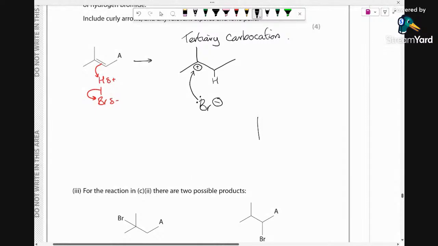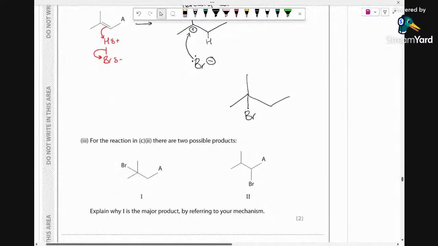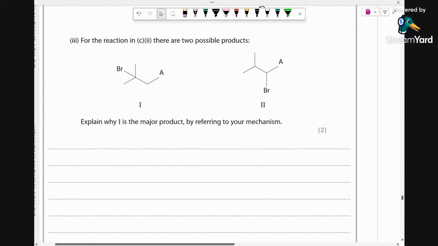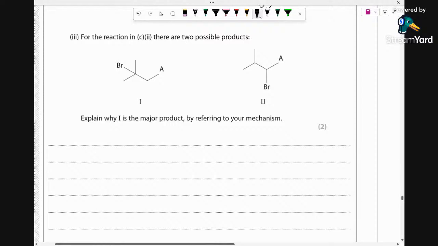Product. It doesn't matter that I've shown it going down. They drew it doing this. That's totally fine. It's the same thing. It's totally the same thing. Next, for this reaction, there are two possible products. Yes, there are. Explain why one is the major, referring to your mechanism.